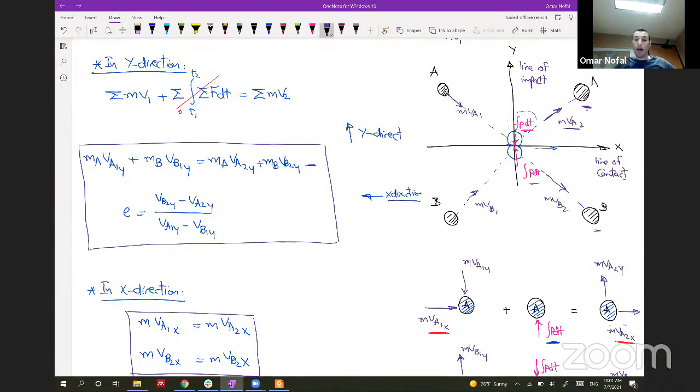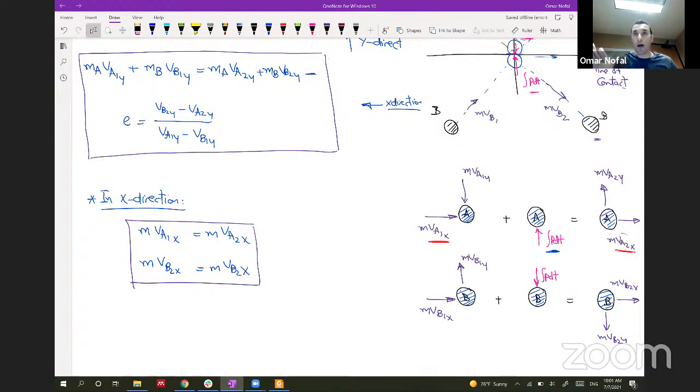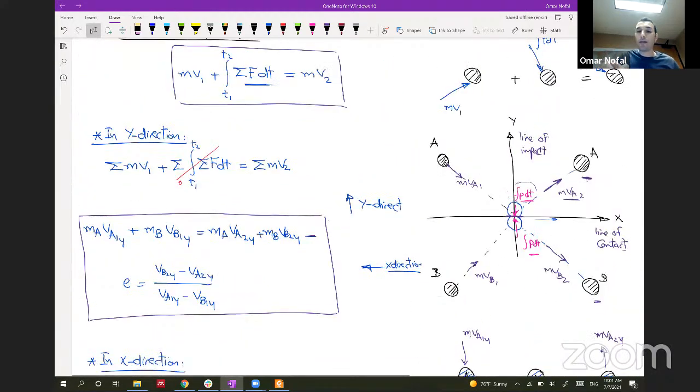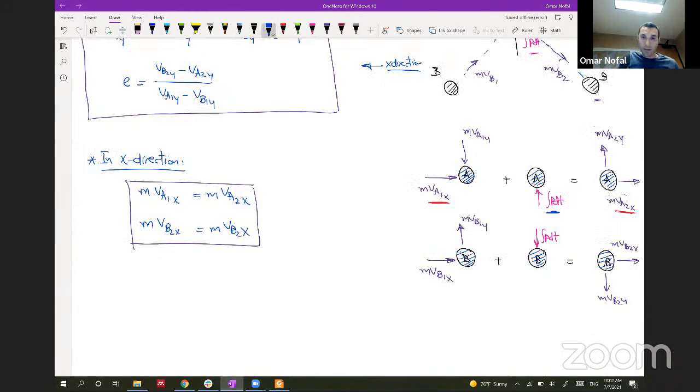And let's see for problem solving what we will be using if we are talking about 1D impact or 2D impact. So this is 2D impact. The 1D impact is when these 2 bodies are moving towards each other in both directions, so you only have V this way and V this way, and they contact here. This is the 1D. So let's see for problem solving what you should do.